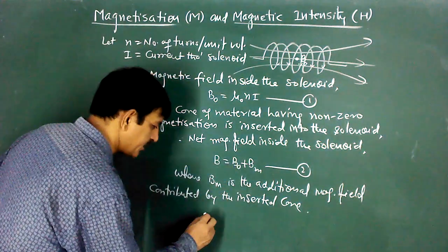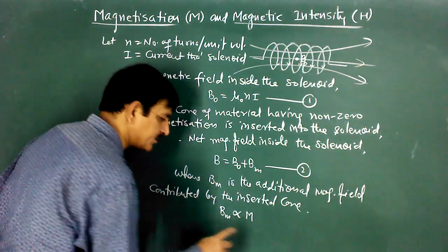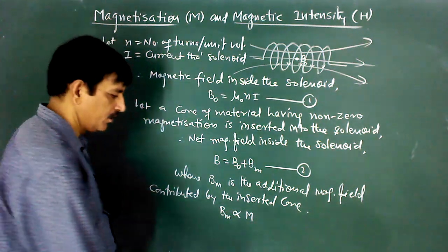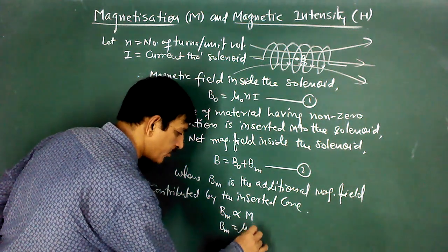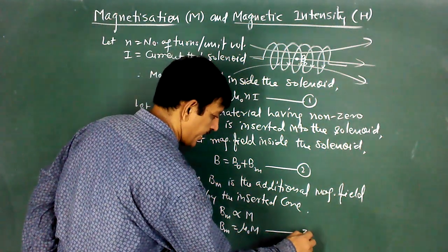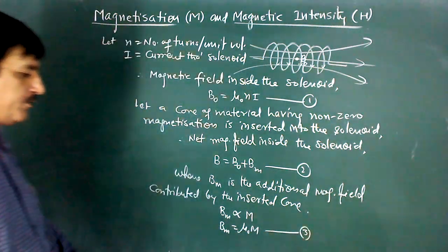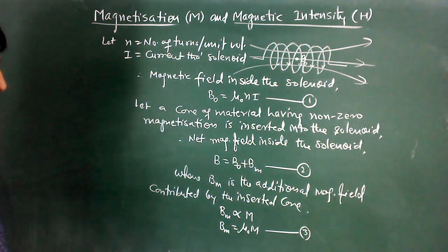So we can say that Bm is directly proportional to M. It depends on magnetization. Also we can write Bm is equal to mu naught M. Mu naught is a constant of proportionality, and this is called permeability of free space.